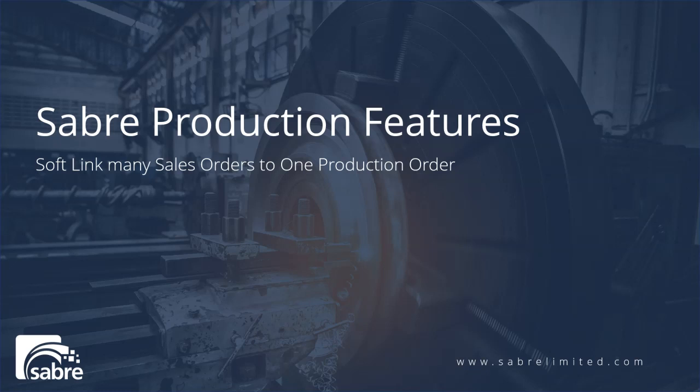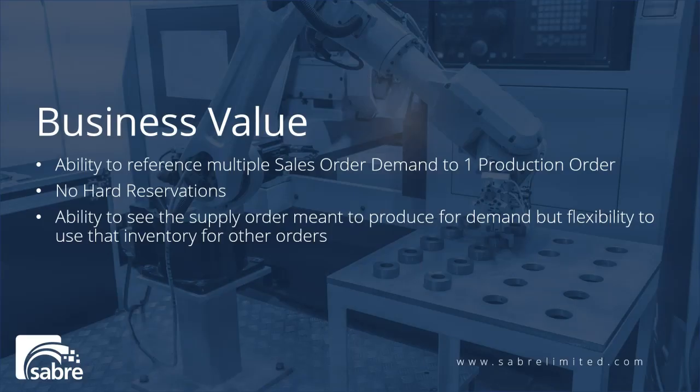In this video, I'm going to show you how you can soft link one production order to satisfy the demand of multiple sales orders and be able to have a reference on each of them. The business value that we saw here was that hard reservations out of the box sometimes don't really help customers because they're forced into using that inventory on that specific sales order. Changing dates and quantities can sometimes be difficult.